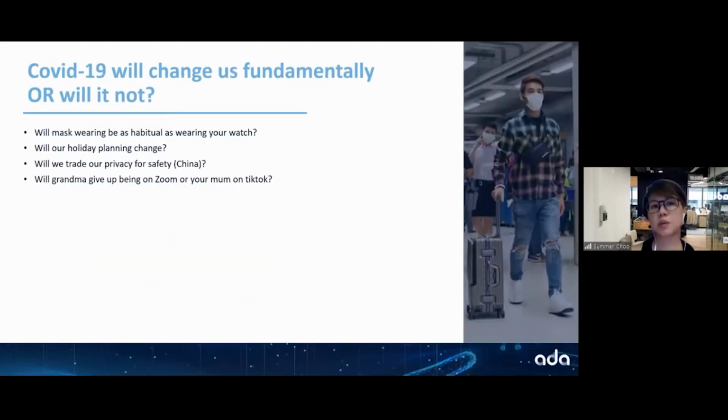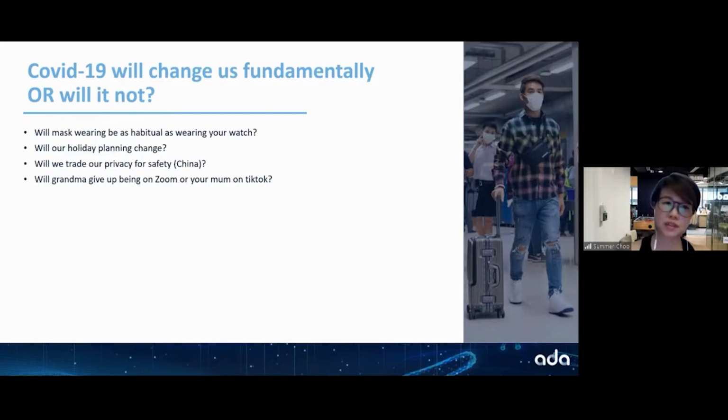And the ultimate big question has always been, will COVID-19 change us fundamentally or will it not? Will people suddenly have more social responsibility? Will we give up the advanced booking deals for airlines? Will we stop allowing government to do tracking of us for our safety purposes? Will our moms stop using TikTok post-COVID?